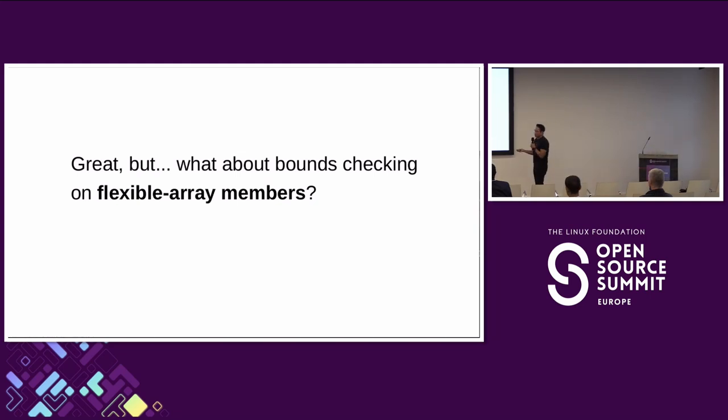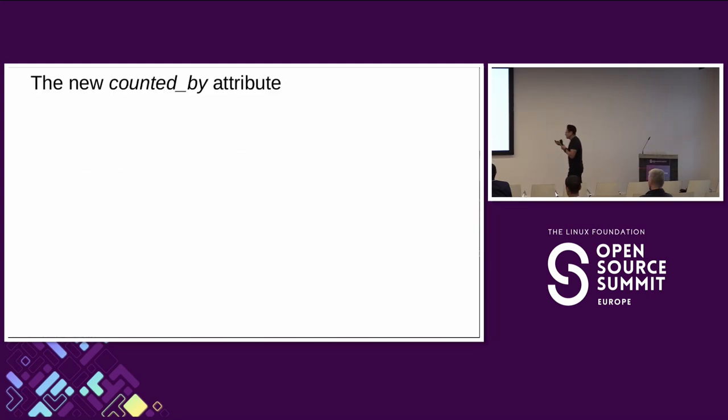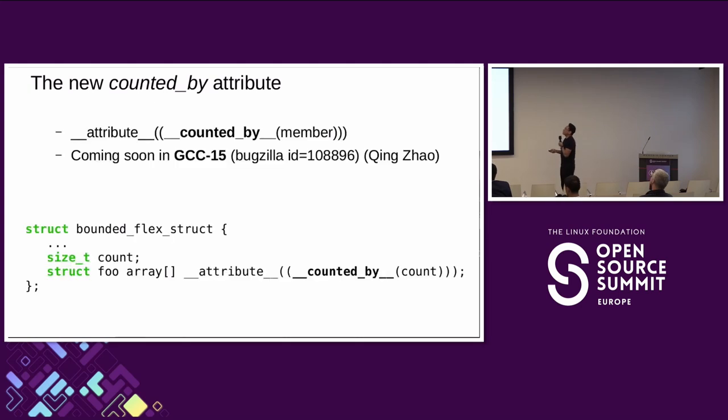Okay, so we have a new compiler attribute. We have the counted_by attribute. How many of you know about this attribute already? A few of you, great, okay. I wrote a blog post about how to use this attribute in any C code base, and in particular in the kernel. Again, I can point you to that post later if you are curious about it.